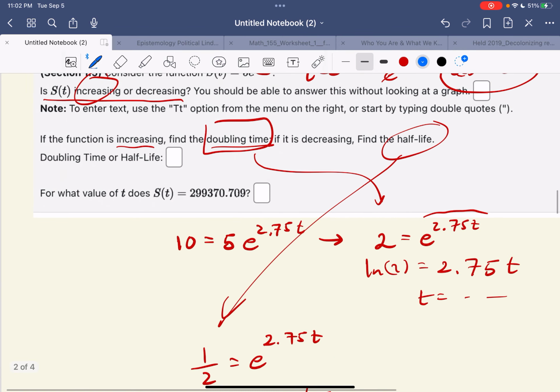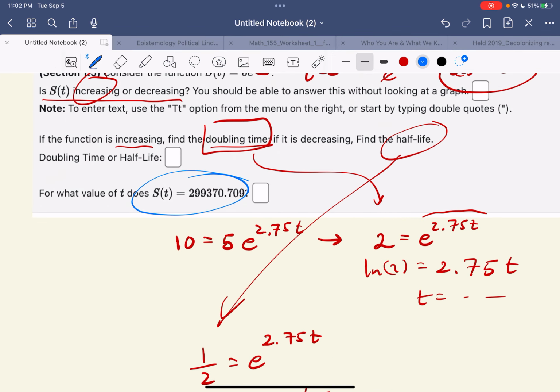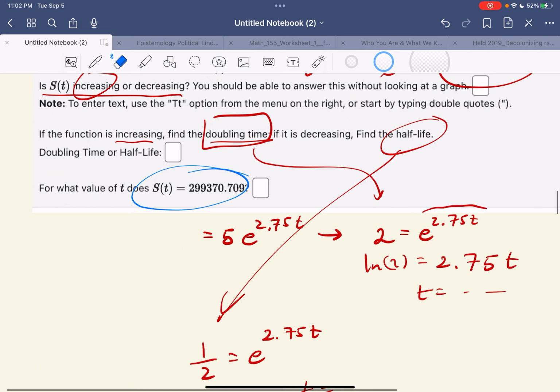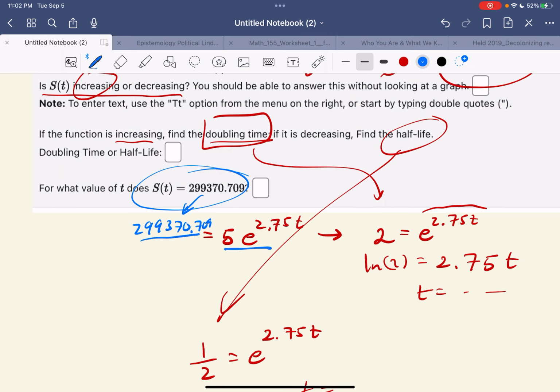Okay, anyway. So that's how you do that. For what value of t does this happen? Well, set it and figure it out. What do I mean? Take this number and plug it in. 299,370.709. Yep, that's it. That's a question mark there. This needs to equal that because this thing was s of t. Then you take natural log, solve for t. All right, see you next time.